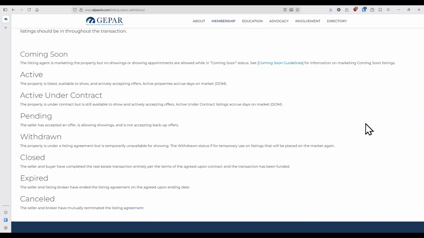Closed means that the seller and buyer have completed the transaction entirely and the transaction's been funded. Expired means the seller and the listing broker have ended their listing agreement based on the end term of the original listing agreement. And canceled means that listing agreement was ended prematurely before it would have expired normally.